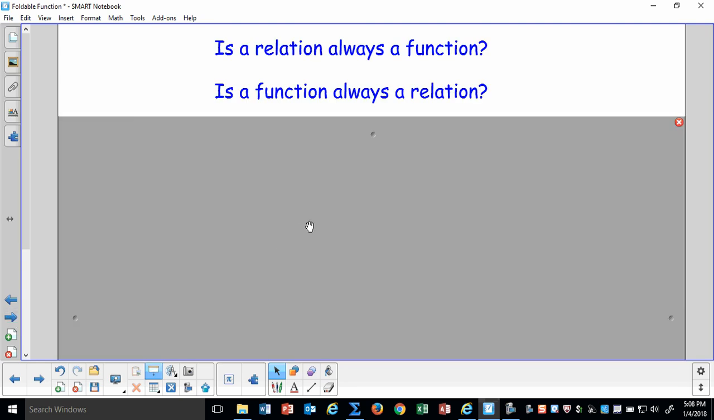So let's think for a moment. Is a relation always a function? And is a function always a relation?